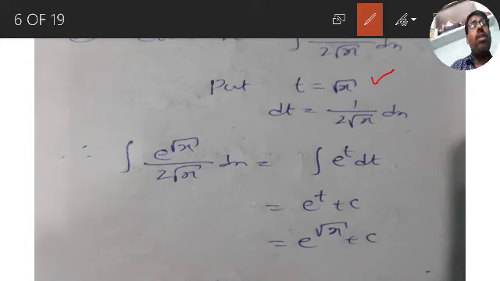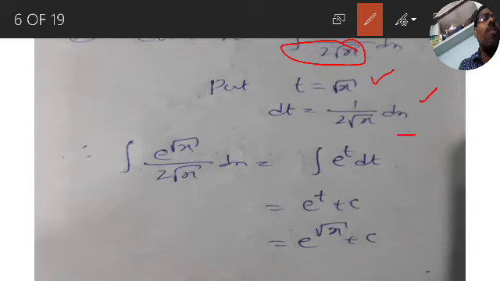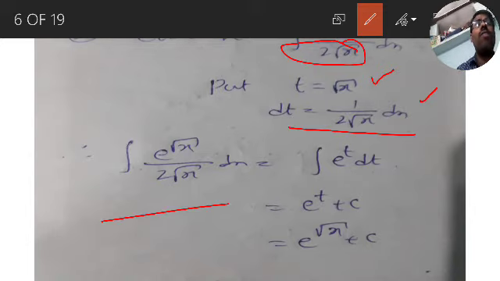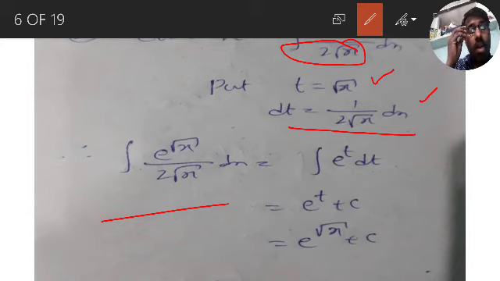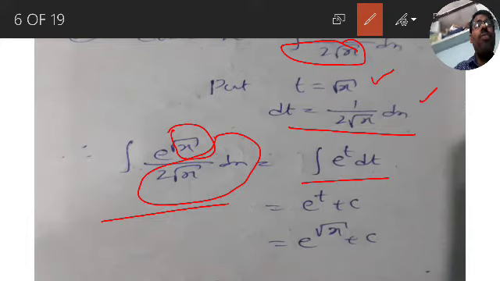Now, t is equal to square root of x. The derivative of root x is 1 by 2 root x. Therefore, 2 dt is equal to 1 by 2 root x into dx. In the problem we have 2 root x, so keep it as it is. Now substitute in the given problem. Integration of e power of root x by 2 root x dx: in place of root x, you write t, that is e power of t, and in place of 1 by 2 root x into dx, you write dt. Therefore, integration of e power of t into dt.